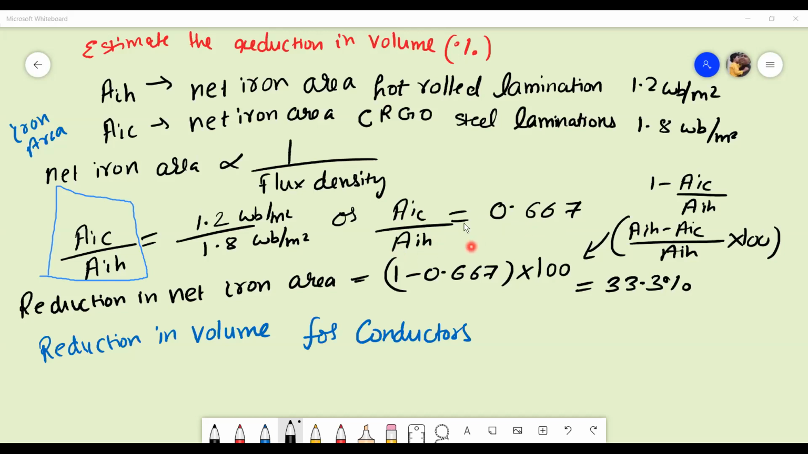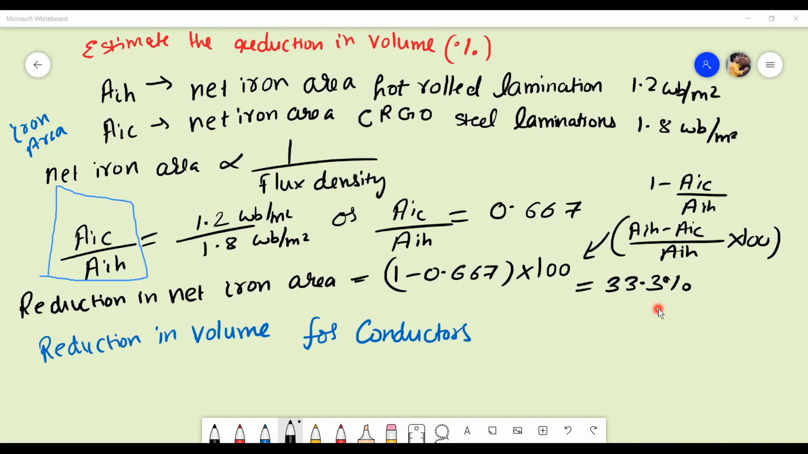Okay. Now you have to find the reduction in volume expressed as a percentage. So what you have to do is subtract the final iron area from the initial iron area, that is, AIH minus AIC divided by AIH into 100. So 1 minus 0.667 into 100, so you will get 33.3%. Okay, so 33.3%, that is the amount of iron area which you are able to reduce, and that's a good amount.